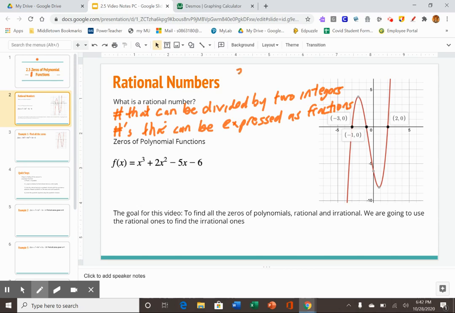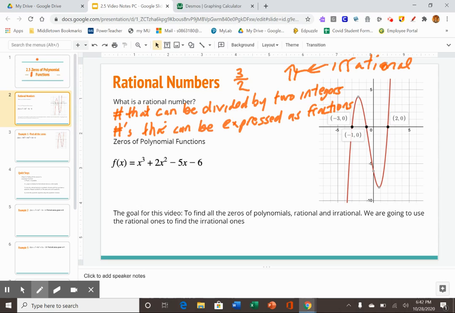So I'll put that at the top. 3/2, 1.5 can be expressed as a fraction. So it's rational. Something like pi is irrational. And the reason is there are no two numbers that you could divide and get pi.